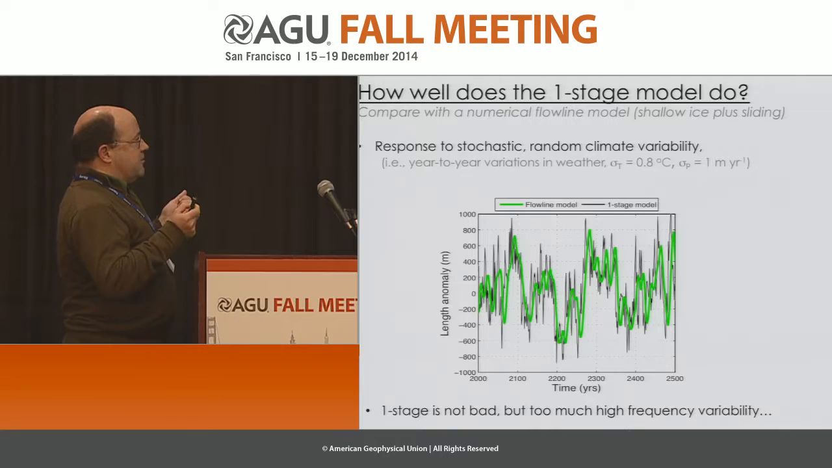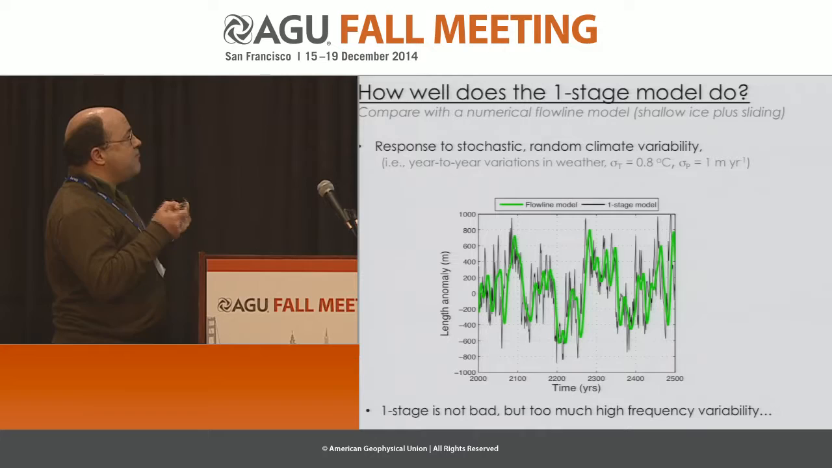Here's those two models' response to synthetic climate time series, which are just random white noise with an amplitude which is consistent with instrumental observations. The numerical flowline model is the green line again, and over 500 years, it has fluctuations with an amplitude of about a kilometer or so. The point here that I want to make is that the one-stage model looks okay, but there's too much high-frequency variability.